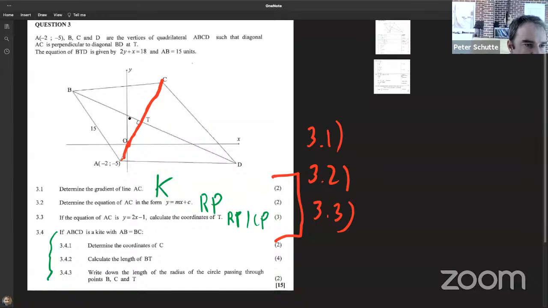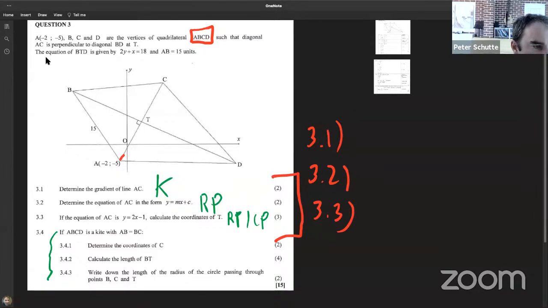That's the line AC, and you're going to have to go digging for a bit more information because they don't give you 2 points at this stage. So you're going to have to hunt and then determine the equation of AC. Okay, so let's see. It's a quadrilateral and the diagonals are perpendicular, which means there's some special information about diagonals that are perpendicular at T.